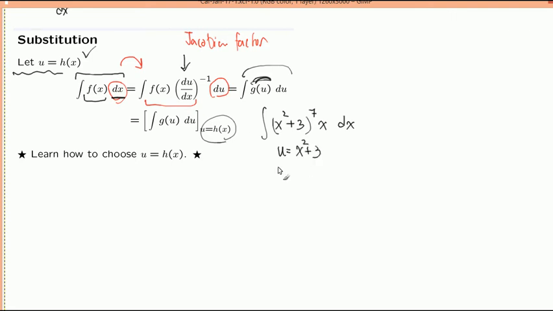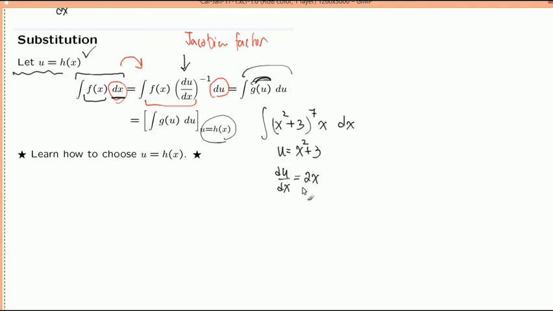Then you immediately calculate in your head or on paper like this. What is my du/dx then? 2x, correct? This one differentiated is 2x. Now from here you make a little decision that my choice is good. Why is this choice of u good? Because 2x is out there except 2, right? Except the constant multiple 2. So it's good. It's going to cancel out as you multiply by the reciprocal.